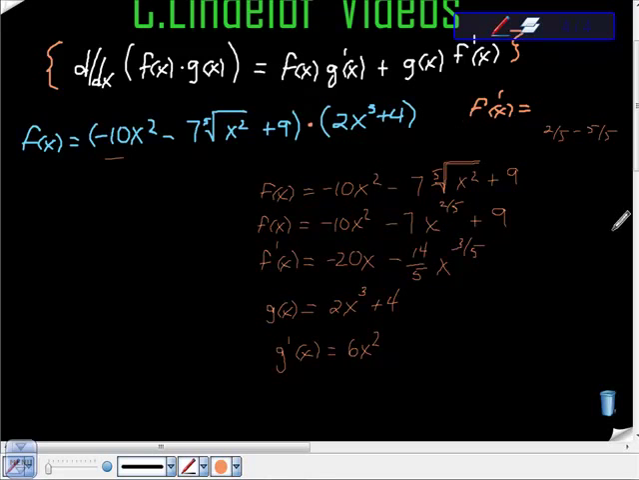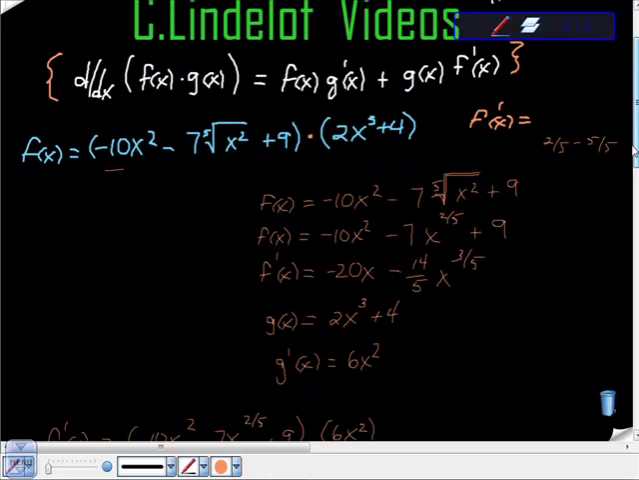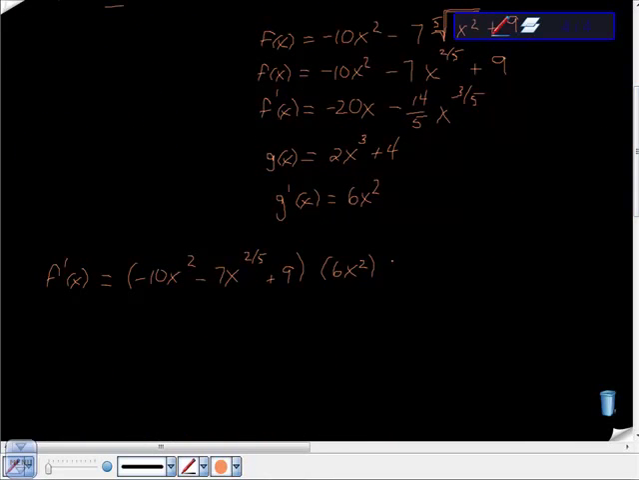Then I'm just going to put this together and use the rule that I have. I'm supposed to take the first function, so my f prime of x, this is me putting my pieces together, is the first function, negative 10x squared minus 7x to the 2/5 power plus 9, times the derivative of the second function, which is 6x squared. Then, if we take a quick peek at the rule, it says we're supposed to add, so that plus sign up there is this one.